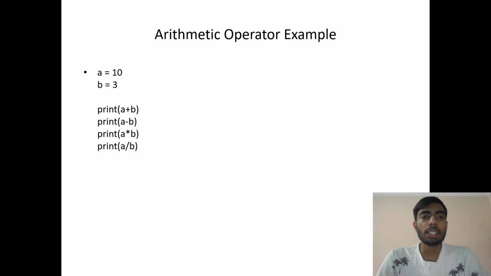Let's look at an example. Here we have two variables. Variable A stores the value 10, while variable B stores the value 3. Now we have used different arithmetic operators. When we write print A plus B, Python adds the two numbers and prints 13. Similarly, print A minus B gives us 7. Print A multiplied by B gives us 30. And print A divided by B divides 10 by 3 and gives us the result as a decimal value. You can try changing these values and observe how the output changes.